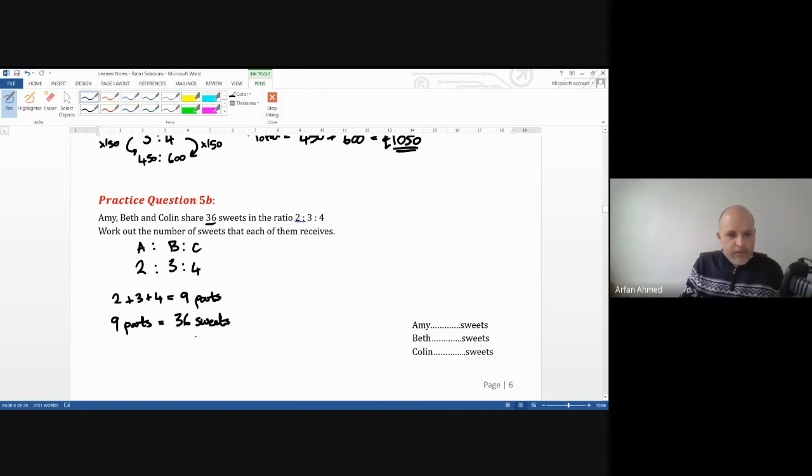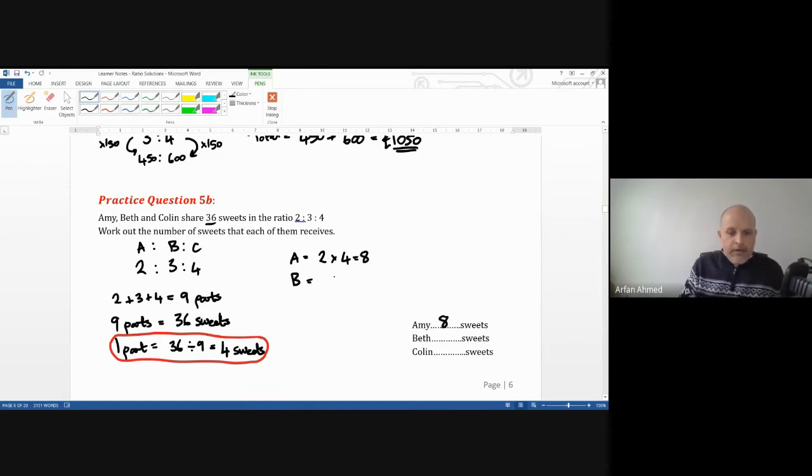So if 9 parts equals 36, 1 part will be 36 divided by 9, which is 4 sweets. There's your crucial bit, finding out what 1 part represents. Definitely highlight that bit. It's dead easy after this now. Once you've worked out what one part is, Amy had 2 parts, so it's 2 times 4, 8. There's your first answer.